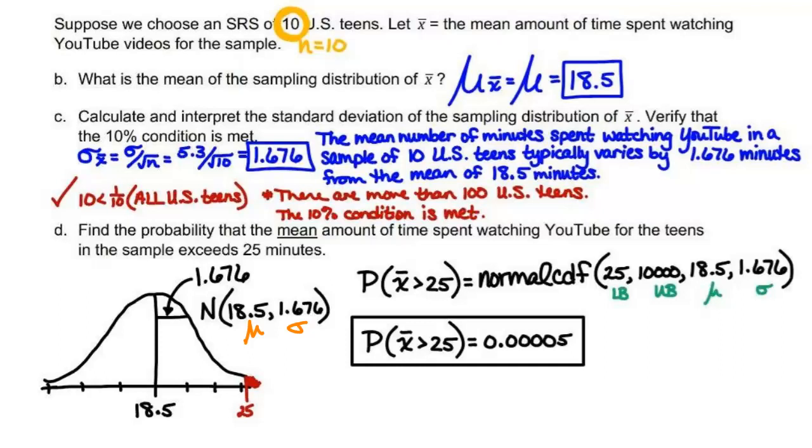You might see this written on your calculators as 5 times 10 to the negative 5, or 5E negative 5.